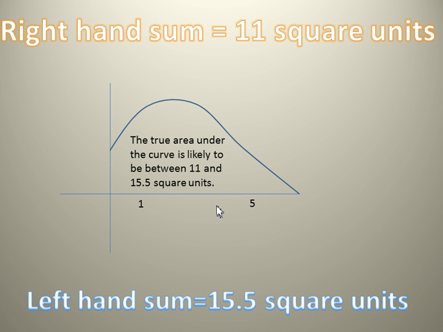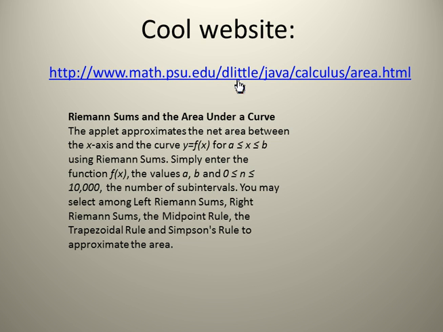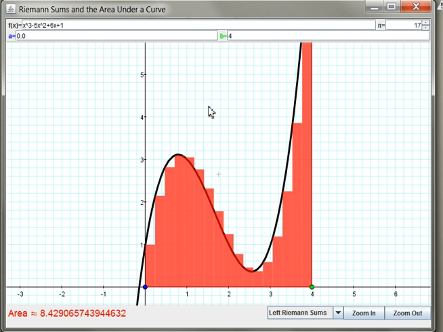Well, let me take you to a website published by David Little at Penn State University. He has an applet that will approximate with left-hand sums, right-hand sums, a midpoint, trapezoidal, and Simpson's rule. We'll just stick with left and right in this brief calculus class. So let me bring that up. Okay, so right now I typed in this function x cubed minus 5x squared plus 6x plus 1. And we're interested between 0 and 4.